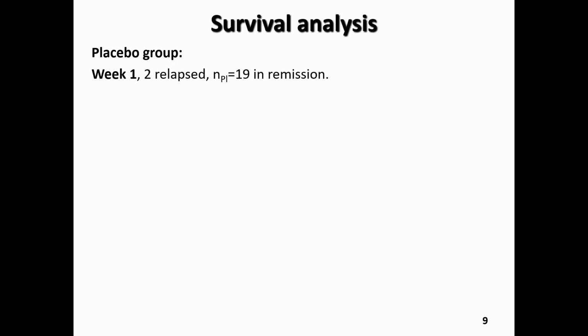So if we start with the placebo group, and we start with the calculation of the survival function in the first week, and we'll see a table of that in the next video. In week 1, 2 patients were found to have relapsed, and so the number of those patients that remained in remission is 19. Remember, we started with 21, 2 had relapsed, and so the number that are still in that remission period is 19.